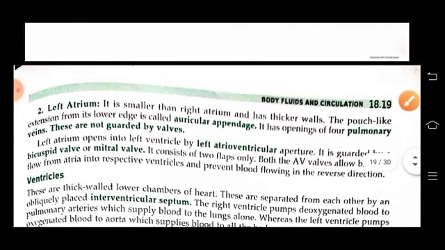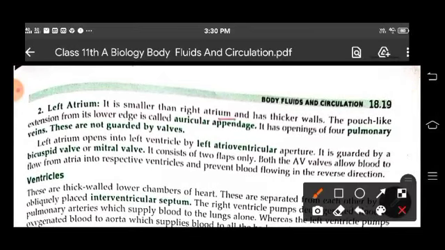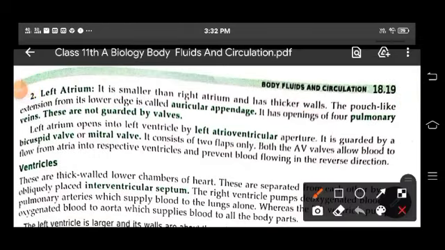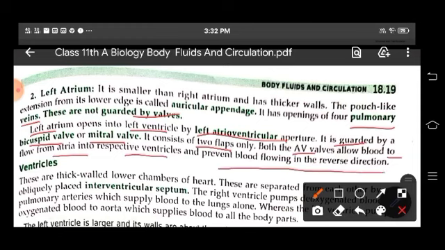Now the left atrium is smaller than the right atrium and it has thicker walls as compared to the auricular appendage. Now it has openings of four pulmonary veins and these again are not guarded by valves. The left atrium opens into the left ventricle by the left atrioventricular aperture and it is guarded by the bicuspid valve or mitral valve. Now it consists of two flaps only. Both atrioventricular valves allow blood to flow from the atria into the respective ventricles and prevent blood flowing in the reverse direction.